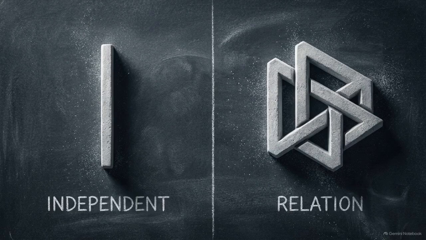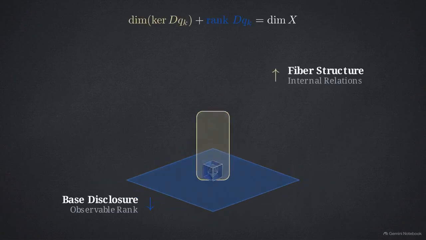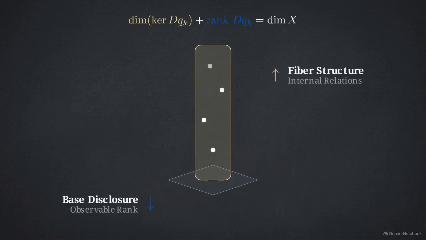Lillian calls this exact mechanism independence to relation transmutation. What was once an independent spatial coordinate is now purely an internal gauge relation. As base external disclosure decreases, internal fiber structure expands, creating a vertical space where internal relations can reside.